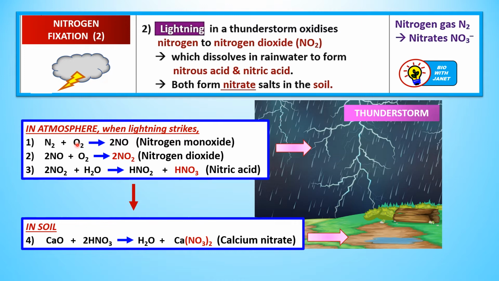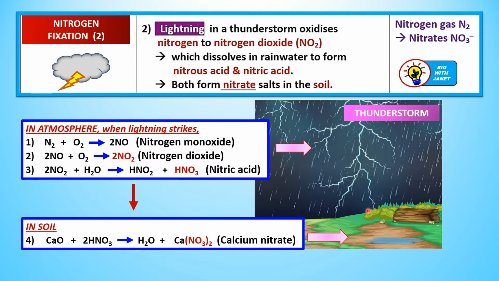It will bond to oxygen to form first nitrogen monoxide, and then when it combines with other oxygen molecules, the nitrogen monoxide will combine with the oxygen molecules to form nitrogen dioxide. This is a gas. So when it rains, there is water, so this gas will dissolve in the water. So NO2 plus H2O forms the acids, nitrous acid HNO2 and nitric acid HNO3.